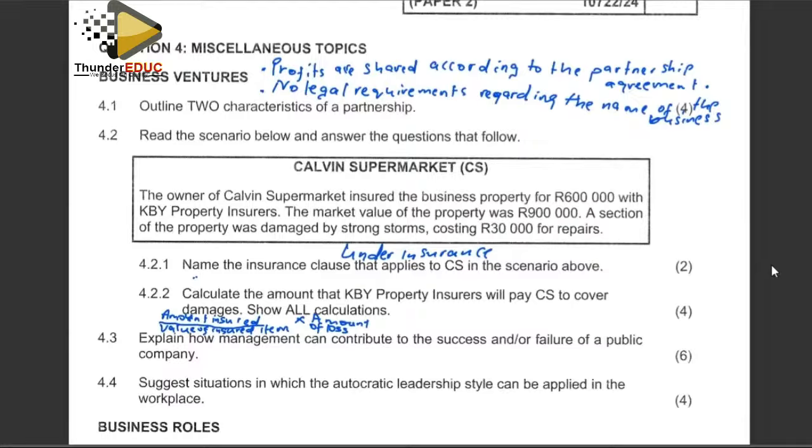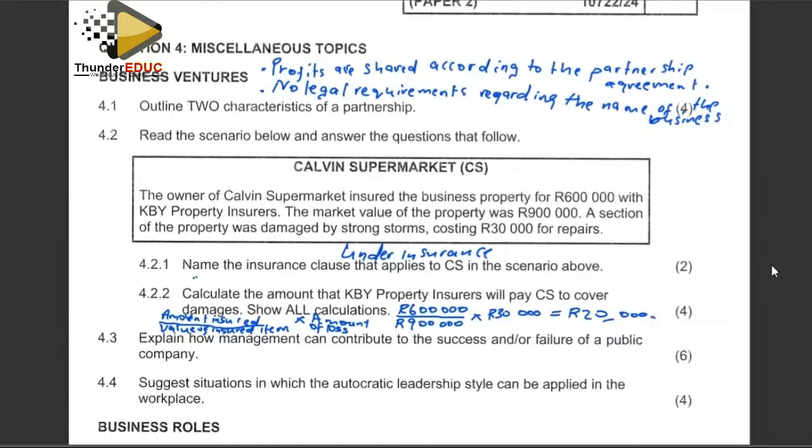Okay, right. So now if you check, we have 600,000 as the amount insured. So you are going to say, okay, we have 600,000 divided by 900,000 multiplied by 30,000. So our appropriate answer is going to be 20,000. Okay, right. So now let's move on to the next question, which is 4.3.